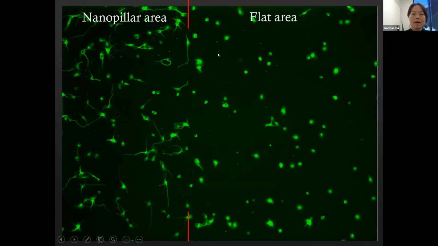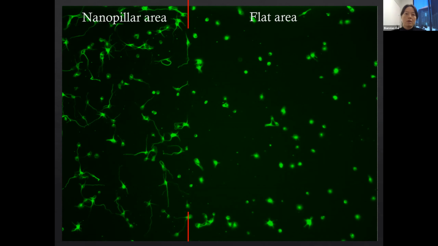And this image was taken only 20 hours after plating. So you can see that on the nanopillar areas, the neurons are growing much faster. They finish axon dendrite differentiation much faster compared with neurons on flat substrate. It's shocking, a contrast to us when we first saw this cell behavior result.